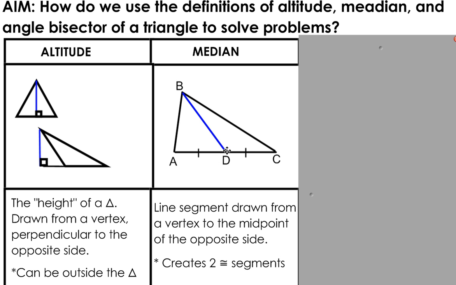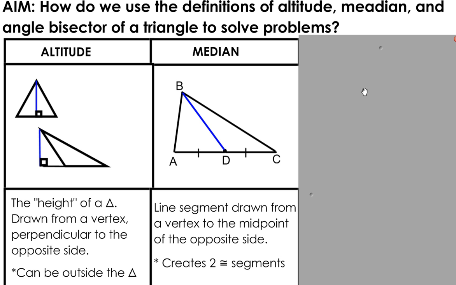So since D is the midpoint of AC, line segment BD is a line that's drawn from a vertex to the midpoint of the opposite side. That is known as a median. So BD is a median, and it creates two congruent segments, AD and CD. It is a line drawn from a vertex to the midpoint of the opposite side. Therefore, BD is called a median.